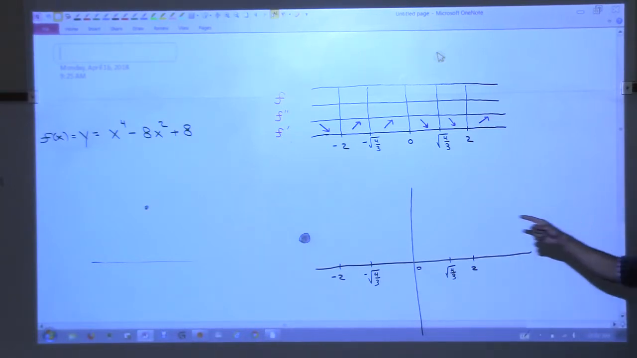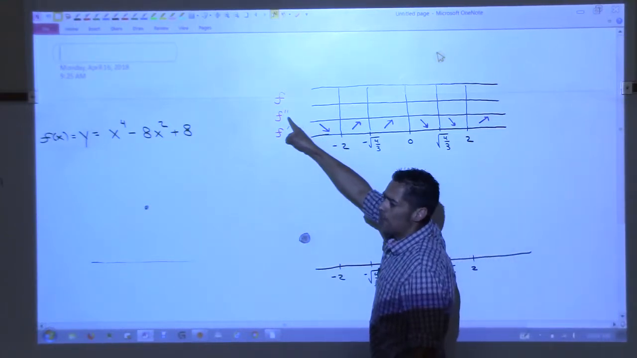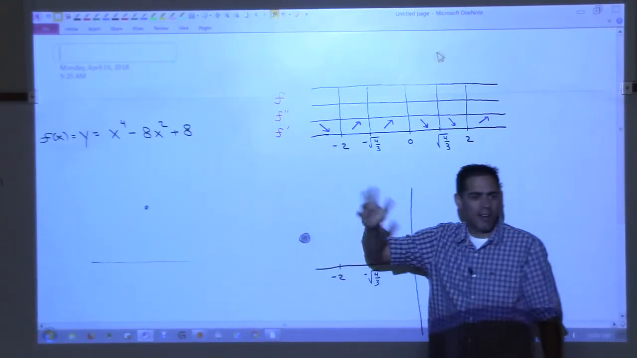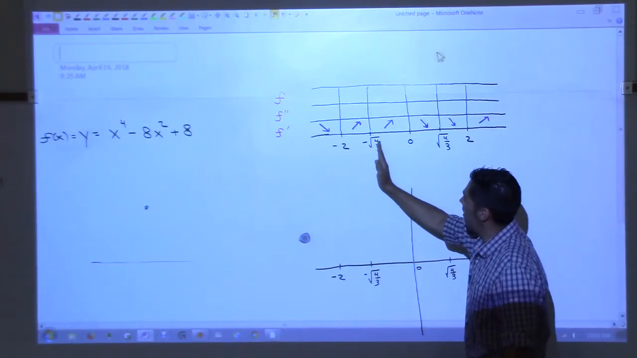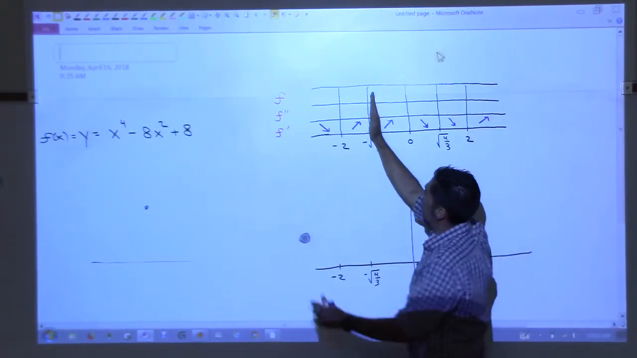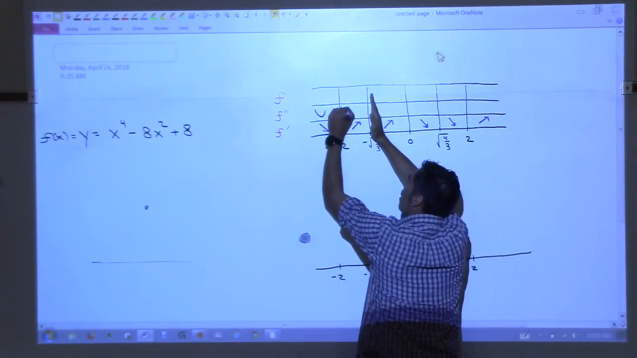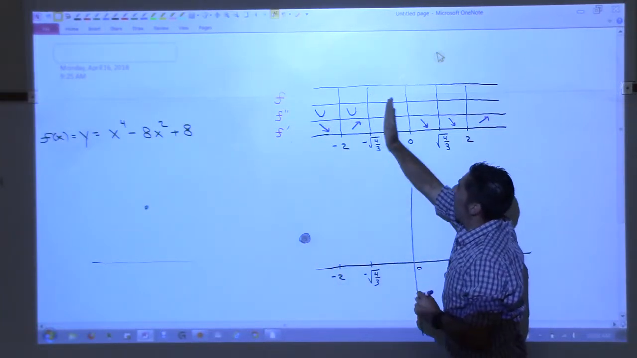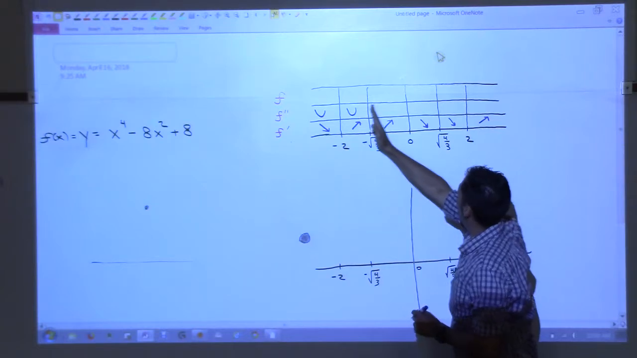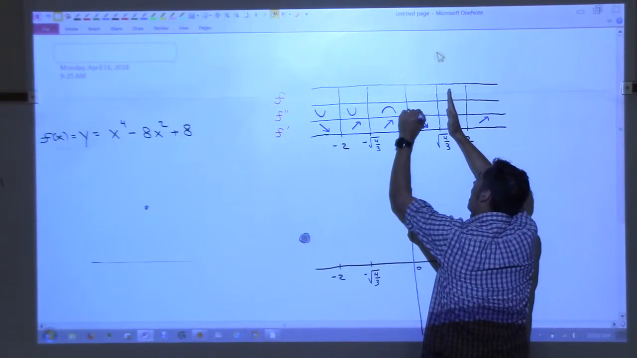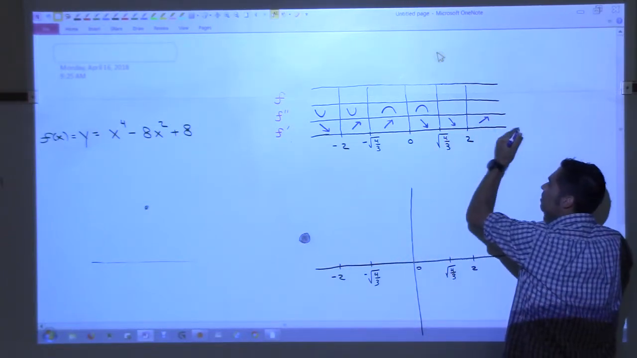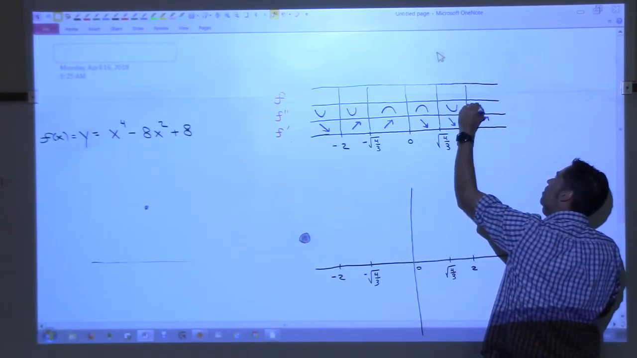OK, now I'm going to go to the second derivative and use its information. And that tells me about concavity. So I think it was at -√4/3. To the left of that, it was up, right? So both of these are ups. And then from -√4/3 all the way to +√4/3, it's downs. So they both get downs. And then to the right of √4/3, it's ups.